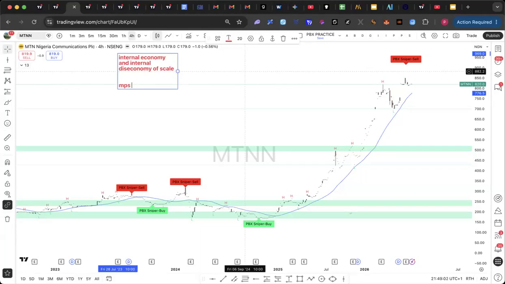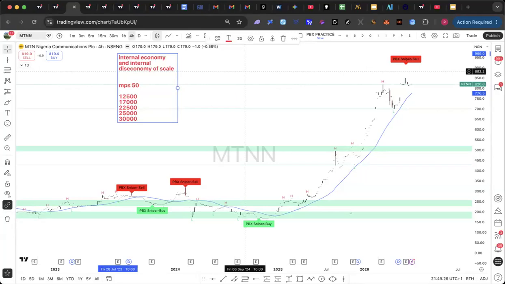50 Mbps, that's megabits per second. They started and they were giving it at 12,500 naira per month. Later, it was changed to about 17,000 naira per month. Later, it was changed to 22,500 naira per month. Later, it was changed to 25,000 naira per month. Later, it was changed to 30,000 naira per month.